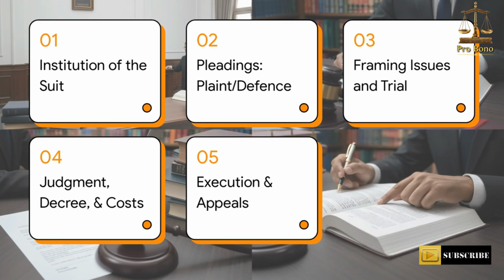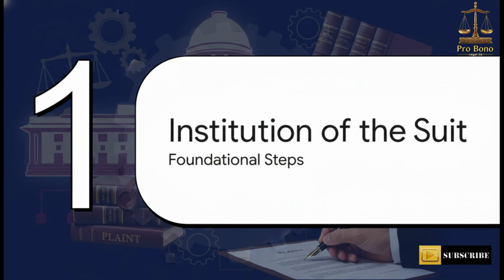So here's how we'll structure this. We are going to follow the logical progression of a civil suit, right from its institution. We'll move through pleadings, the trial itself, the judgment, and then finally execution and appeals. Each stage will be directly mapped to the governing orders in the CPC. All right, let's begin with the institution of the suit. At this foundational stage, procedural precision isn't just advisable, it's absolutely mandatory for the very survival of your client's action.